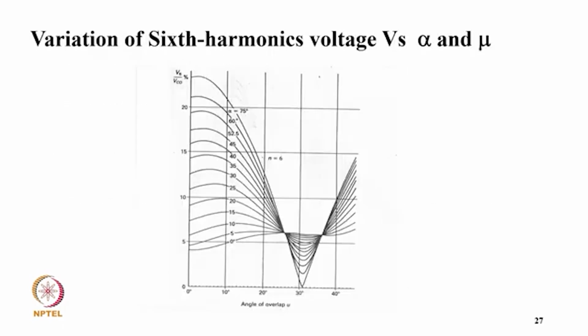And this is typically the voltage harmonics on the DC link. The 6th harmonic there is a function of the overlap angle.